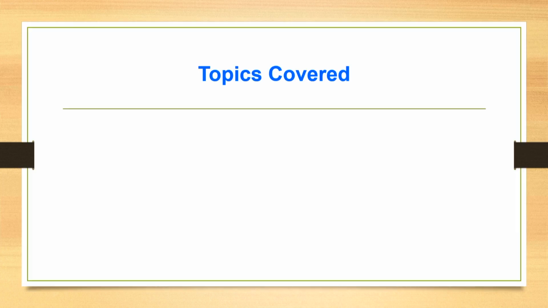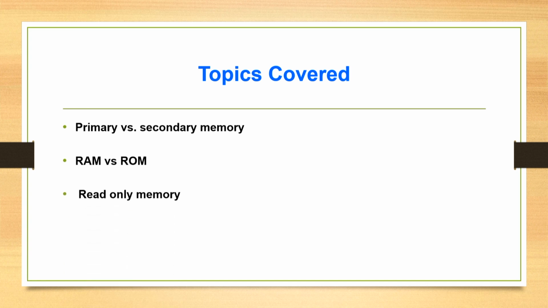The topics that I am going to cover during this lecture are primary versus secondary memory, RAM versus ROM, that is random access memory versus read-only memory, then the various types of read-only memory, various types of random access memory, and lastly the secondary memory.